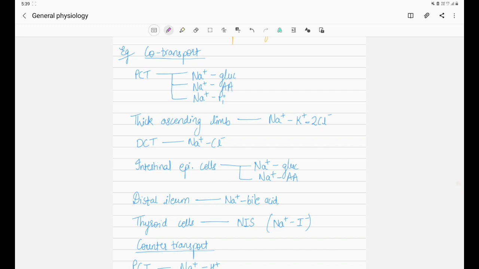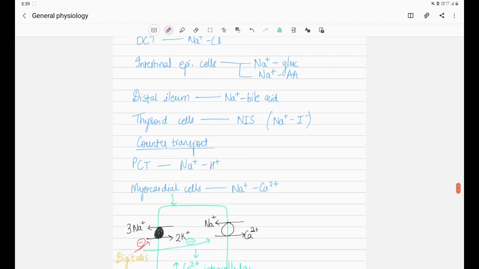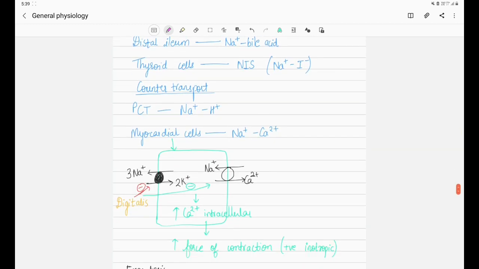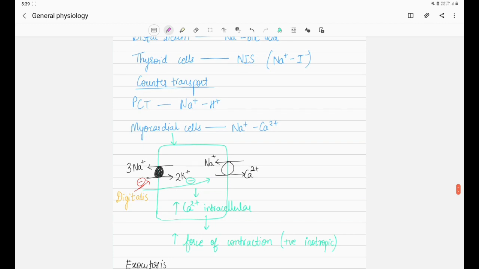Co-transport: in the PCT there are sodium, glucose, amino acid and inorganic phosphate pumps. In the thick ascending limb, it is the sodium, potassium, 2 chloride pump. In the DCT, there is a sodium chloride pump. In intestinal epithelial cells, there is a sodium, glucose and amino acid pump. In the distal ileum, there is a sodium bile acid pump. And in thyroid cells, there is the NIS pump or sodium iodide symport. In counter-transport, we can see in the PCT there is a sodium hydrogen pump. In myocardial cells, there is a sodium calcium pump.